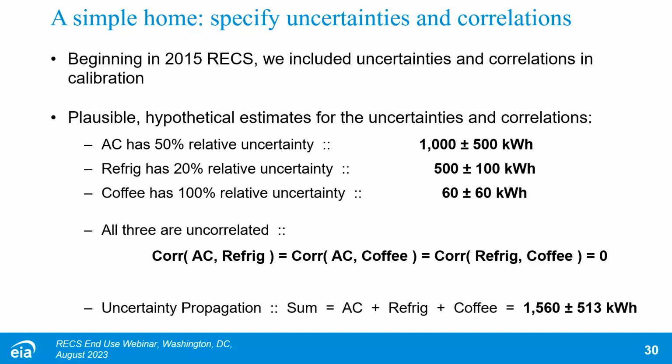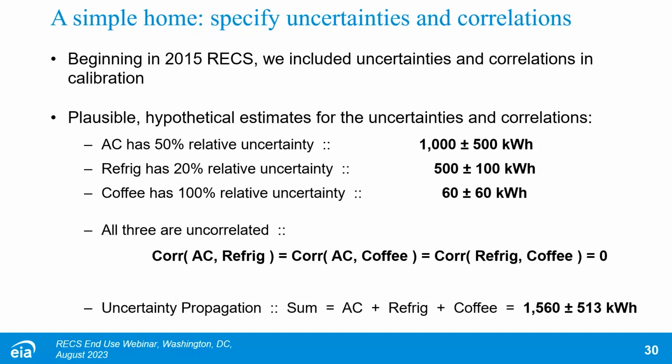Refrigerators have less uncertainty, say plus or minus 20%. So then our refrigerator estimate is more like 500 plus or minus 100 kilowatt hours. A coffee maker we ask very little about, so we'll ascribe it, say, 100% relative uncertainty. So we're looking at 60 plus or minus 60. And now that we've entered into adding these absolute uncertainties, we want to address correlations between them. It's important, if they exist, to take them into account. These are carefully chosen. We expect no significant correlations between these end uses.